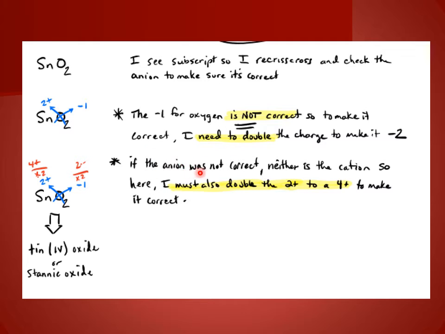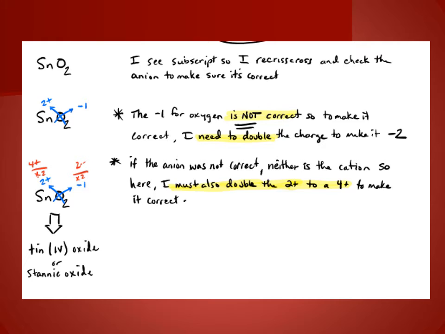If the anion was not correct, then neither is the cation when you re-crisscross it. So you're going to have to double it as well. Just like in math class, what you do to one side, you got to do to the other. Same thing here. If you double one, you got to double the other. So let's see what I did. So the 1 came up, re-crisscrossed, it wasn't correct, I doubled it, making it a 2 negative, and that is oxygen's charge, 2 negative. Well, the 2 crisscrossed up for tin, that would not be correct either. I double it, make it a 4 positive, that is now correct. So now I can name it tin, Roman numeral 4, oxide, or stannic oxide.